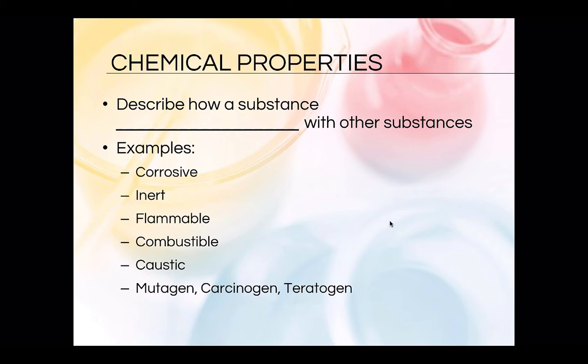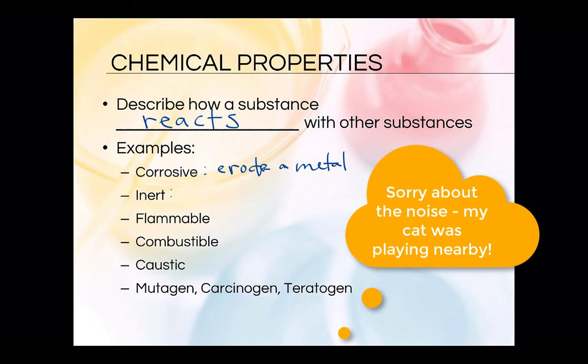So chemical properties describe how a substance reacts with other substances. It describes how it might change in a chemical way. Examples include corrosive. That means it would erode a metal, like acid or oxygen or water can cause a metal to rust. Inert is referring to when a chemical does not react.